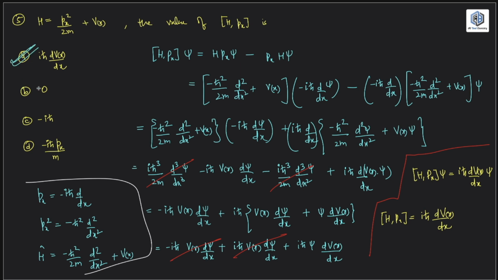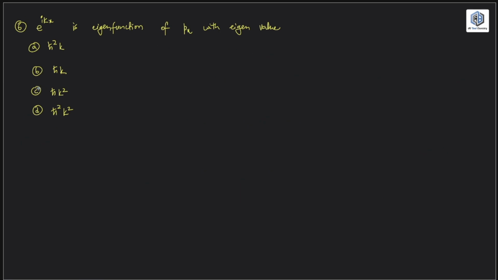I hope this is clear to you. The next question is an easier one. It says that e to the power ikx is an eigenfunction of px with the eigenvalue. So you have to tell the eigenvalue. You know that the px operator is minus i h cross d by dx. That's the value of px.